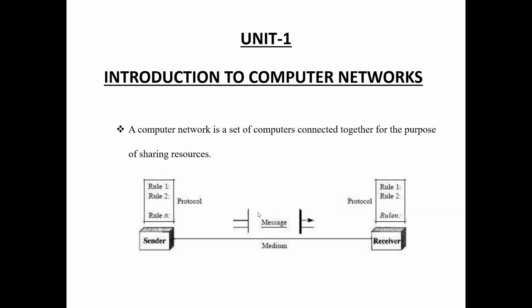Next one, medium, the transmission medium. The transmission medium is the physical path by which a message travels from sender to receiver. The sender sends the data to the receiver by using this transmission medium. The transmission medium can include twisted pair cables, coaxial cables, fiber optic cables, or radio waves. And the last component, protocol. A protocol is a set of rules or a set of standards.